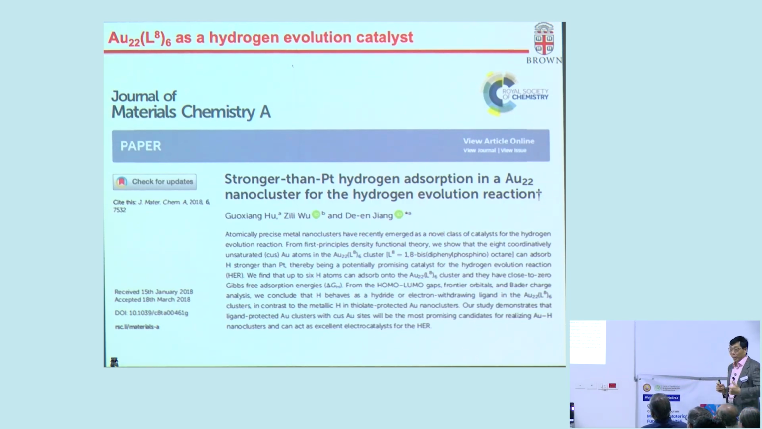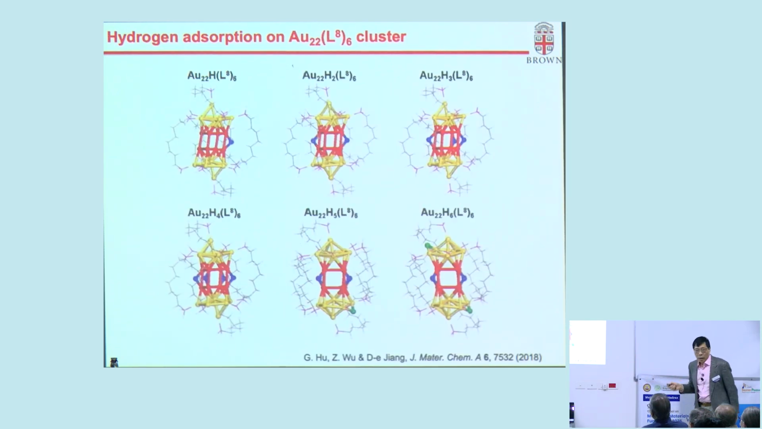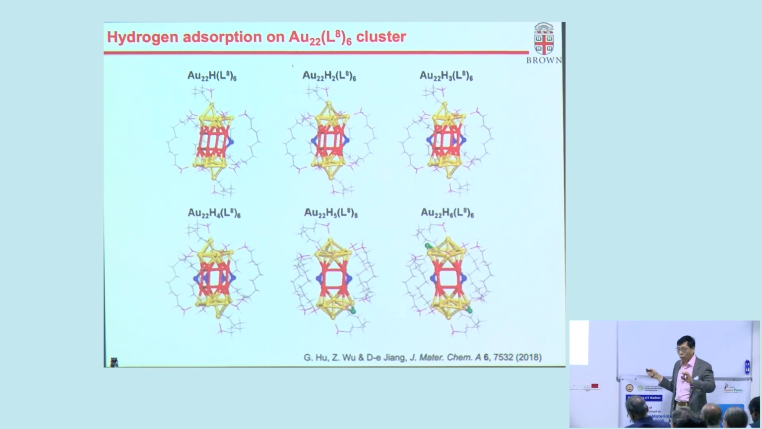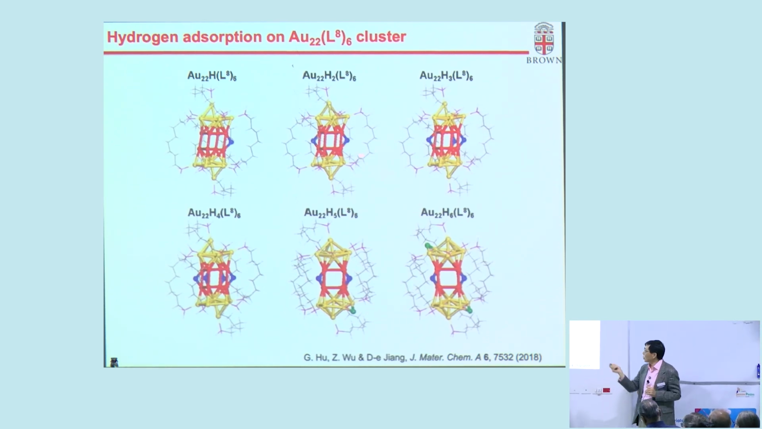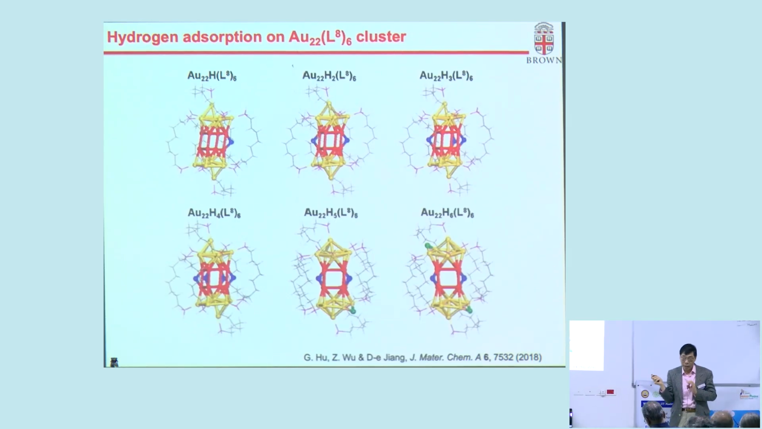So now we wanted to step back. We have this gold 22 with uncoordinated sites, right? So it should have really interesting chemistry. We were stimulated by a paper by Dian Jiang. After he saw our gold 22 paper, he published a paper suggesting stronger than platinum hydrogen adsorption in gold 22. His calculation suggests that the 8 uncoordinated gold sites in this gold 22 cluster should be able to dissociate hydrogen to form a hydride.